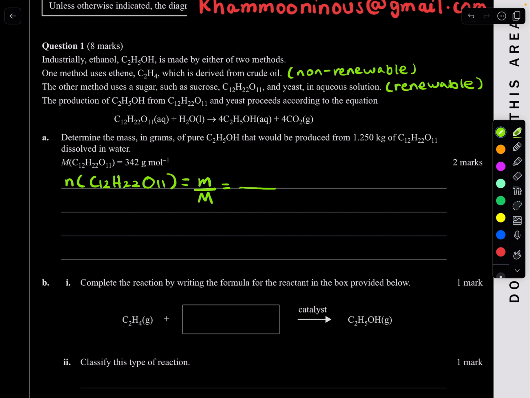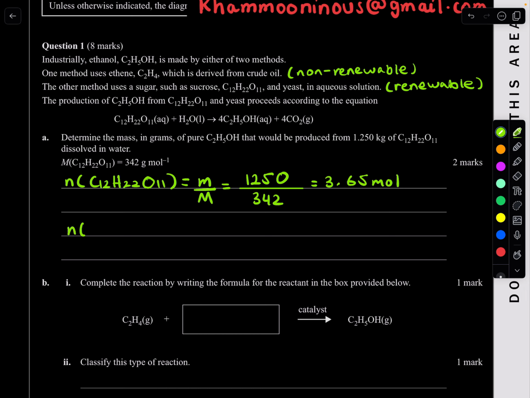Where we know our mass in this case would be 1.25 kilograms. Make sure you change it to grams, so you just multiply by 1,000. That will be 1250 grams divided by the molar mass, which will be 342, and that's going to give us what? So 1250 divided by 342 gives me 3.65 mole. And now what I'm going to try to do is, by using mole ratios, find the mole of ethanol.